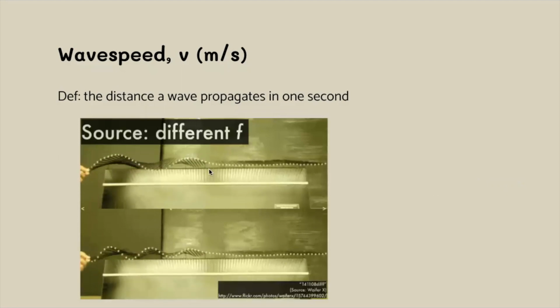So the one on the top is low frequency, large wavelength. The one on the bottom is high frequency, small wavelength, but they travel at the same rate because they're traveling through the same medium, the same material.